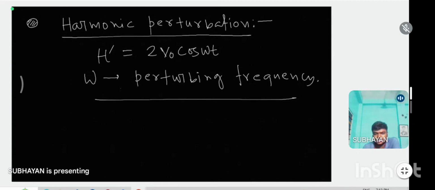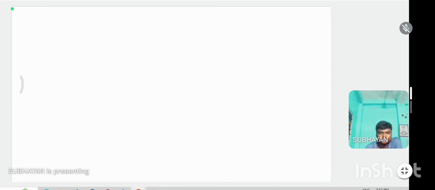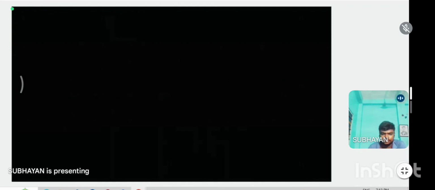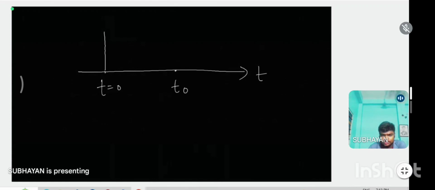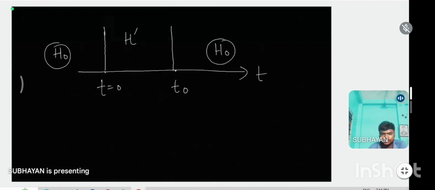However, we are going to develop the general methodology, the general tool, to study such harmonic perturbations. At first, we are going to regulate the perturbation with time. In a plot, suppose this is the time axis, and it is t equal to 0, and this is t equal to t naught, and we allow the system to be under the perturbation within this time range. Here the Hamiltonian is H naught, and here the Hamiltonian is H naught plus H prime. So H of t is equal to this one. The perturbation acts on the system from t equal to 0 to t naught.